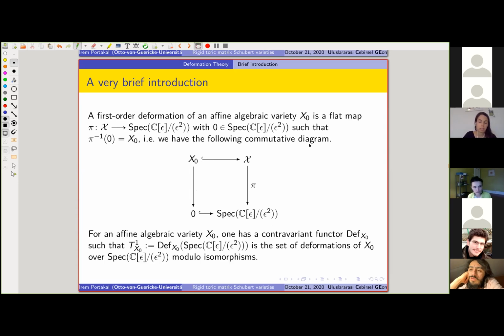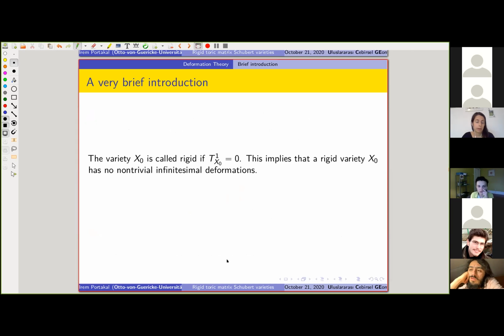Of course, you can change your base space. What I'm considering here are the first order deformations, since I'm interested in the rigidity. There's this T1 space that I'm going to talk about. It is the set of deformations of X0 over Spec of the dual numbers, modulo isomorphisms. A variety is called rigid if this T1 space is 0.